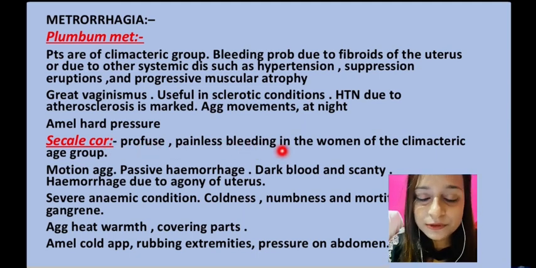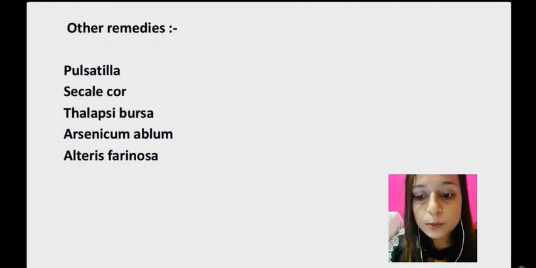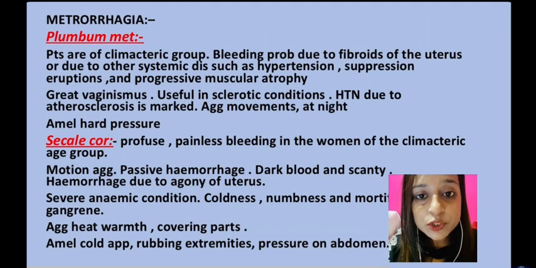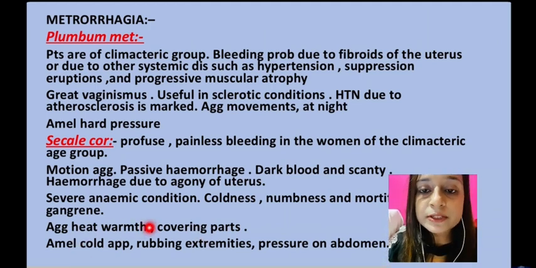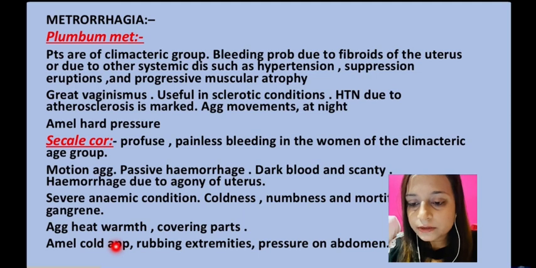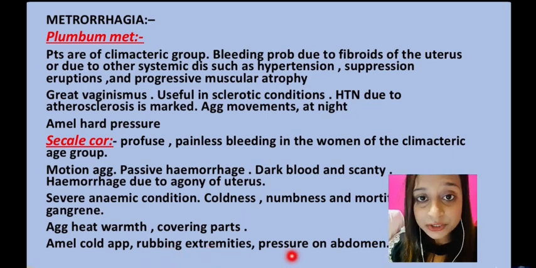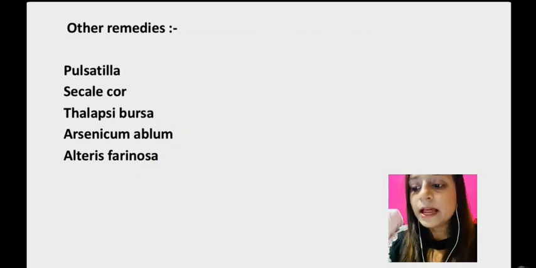Secale cor has profuse, painless bleeding in women of the climacteric age group. Motion aggravates complaints, and there is passive hemorrhage, dark and scanty blood, and hemorrhage due to atony of the uterus. Severe anemic conditions where there is coldness, numbness and mortification with gangrene. Aggravation is heat and warmth, and covering of parts; then this remedy comes as a big help. Amelioration is by cold application, generally in cold, rubbing extremities and pressure on the abdomen.